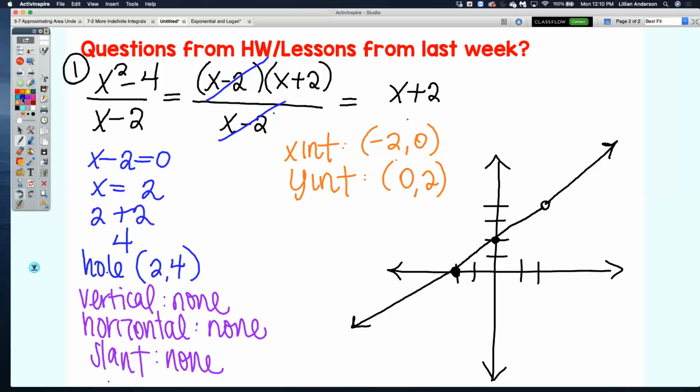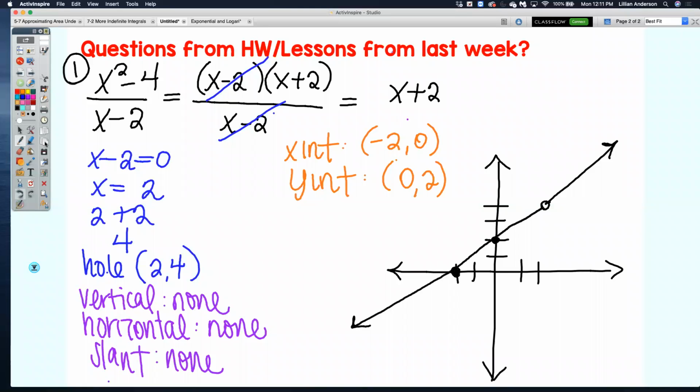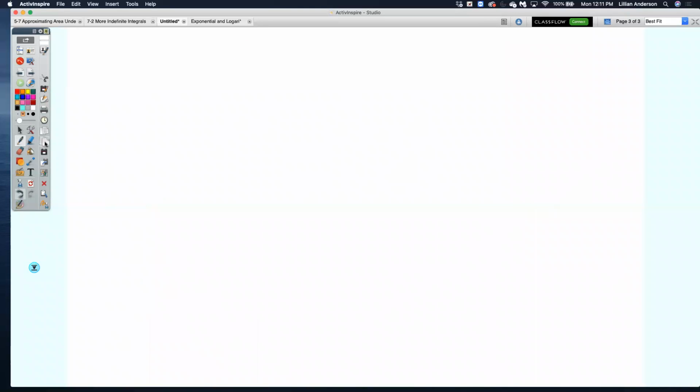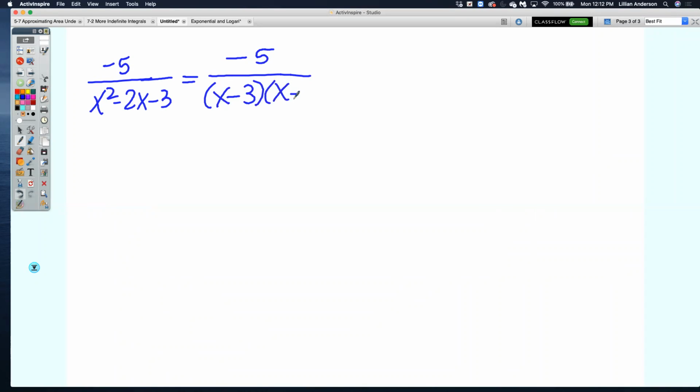Other questions? Let's look at that one from your homework that has two vertical asymptotes. Someone read it off to me. -5 over x squared minus 2x minus 3. Okay, this is going to be another one that doesn't cross over the horizontal asymptote. But let's talk about this one. Okay, this does simplify down to be -5 over x minus 3, x plus 1.